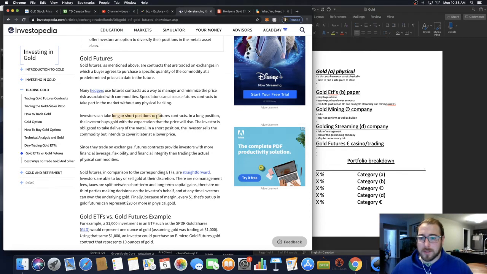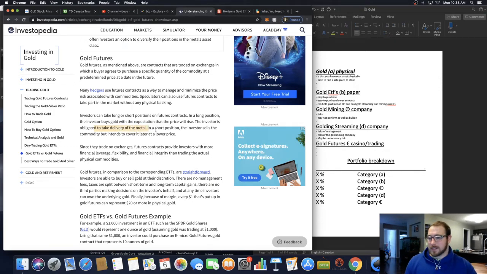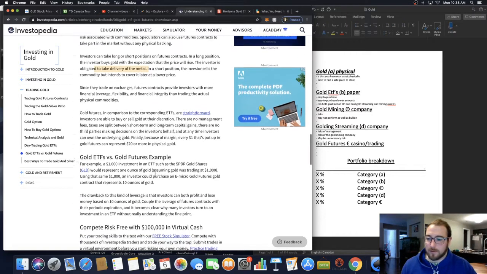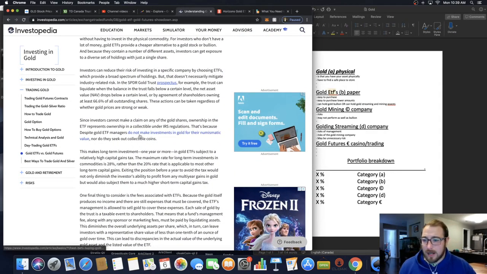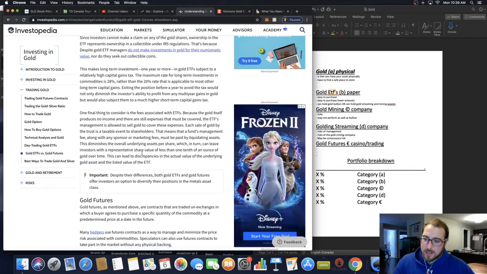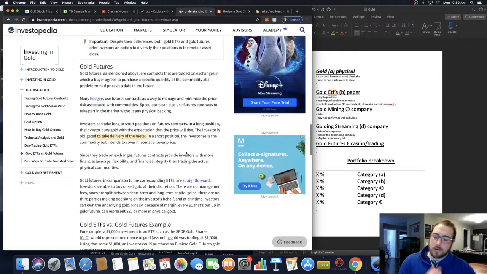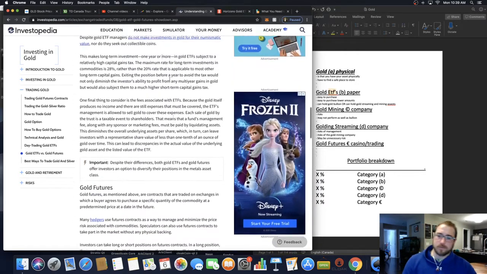You can take long or short positions on futures contracts. In the long position, the investors buy gold with the expectation that the price will rise. The investor is obligated to take delivery of the metal. So you're basically selling stuff for a future price, and you being Nostradamus in the moment can give you value with that, right? So that's how the futures work. So that's why I said it's more trading and casino. It's not so much casino, but it's trading, right? So you're basically predicting if you're going long or short, right? And for most of us, that's a little bit beyond normal entry-level trading.